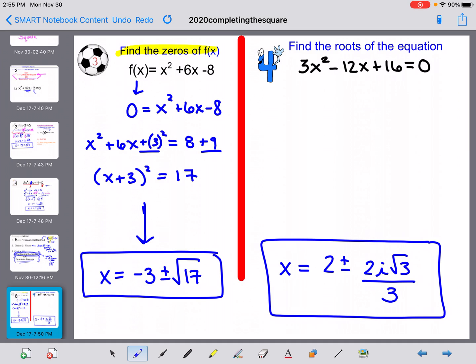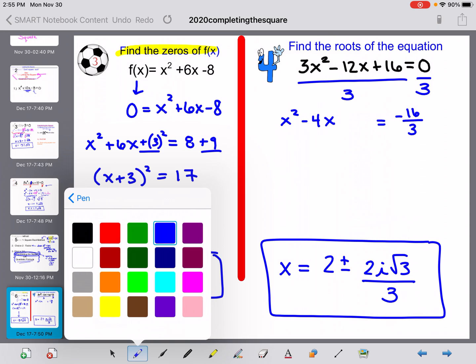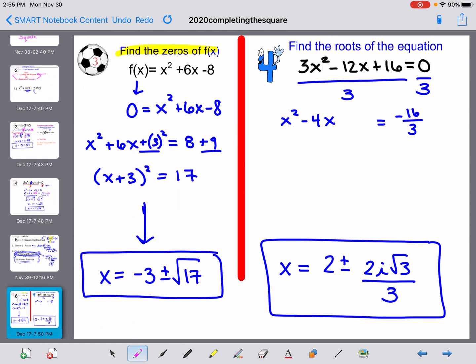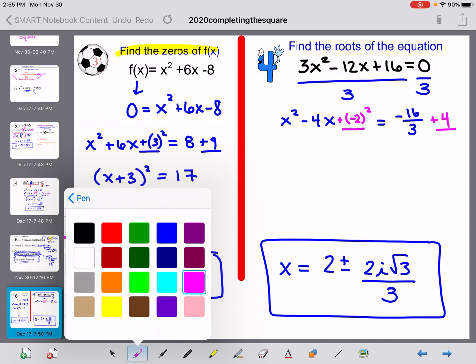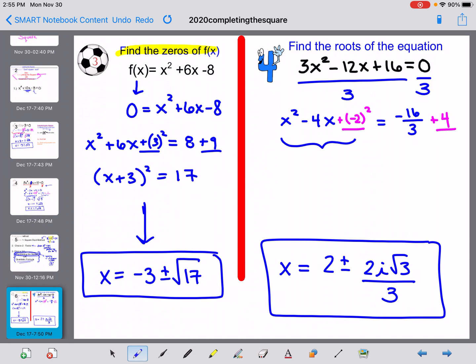On number 4, make sure you divide by 3 first on both sides. Yes, it didn't go evenly into the 16. I'm just going to leave it as negative 16 over 3. It's going to be okay, guys. It's going to be okay. So we would add negative 2 squared to this space, and we would add 4 to this space. I'm adding 4 on both sides. On the left-hand side, this factors to x minus 2 squared. On the right-hand side, add this together.